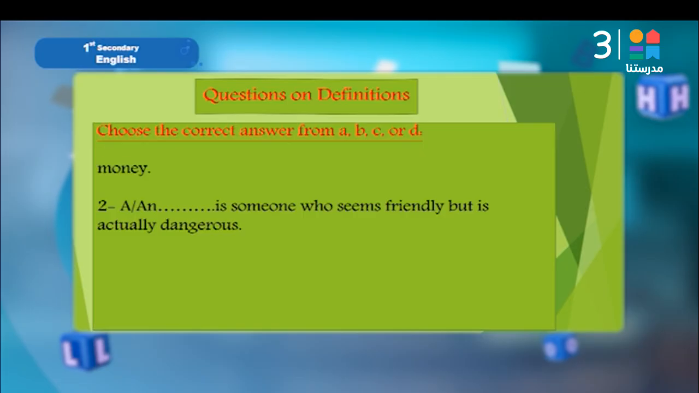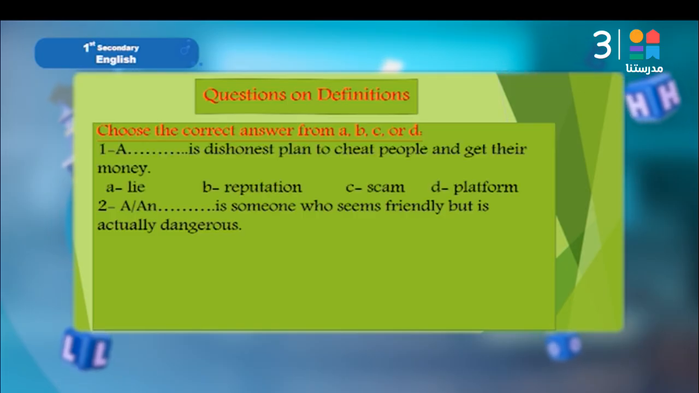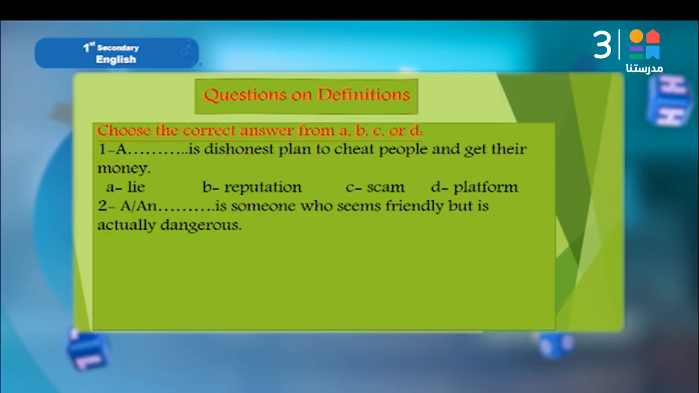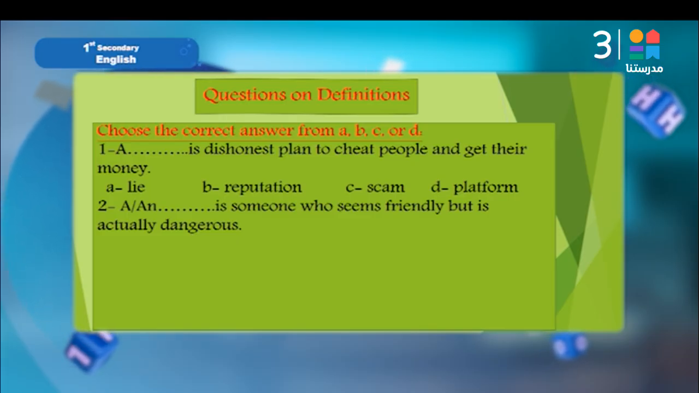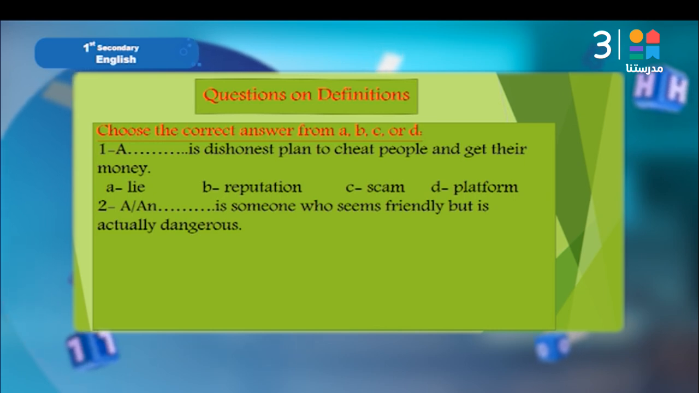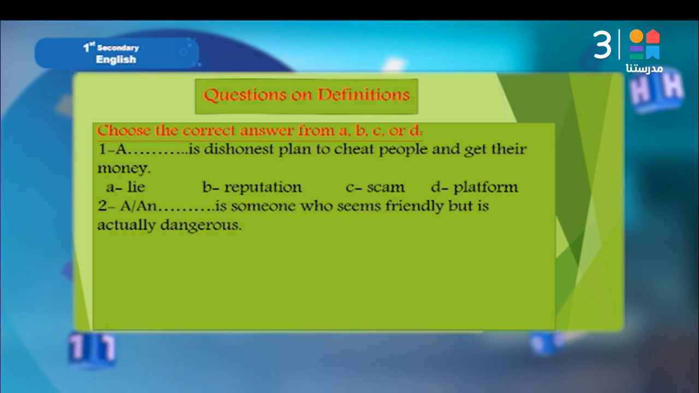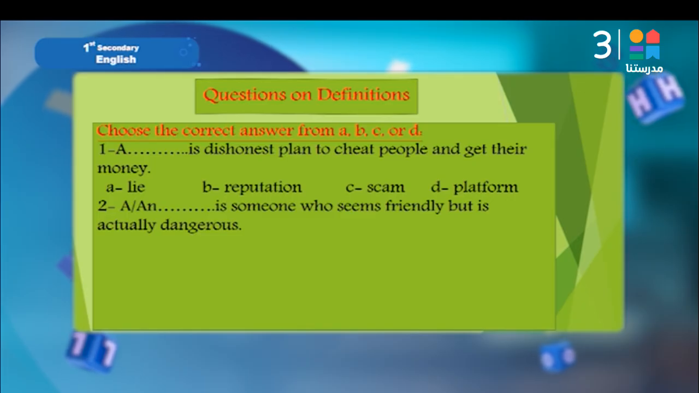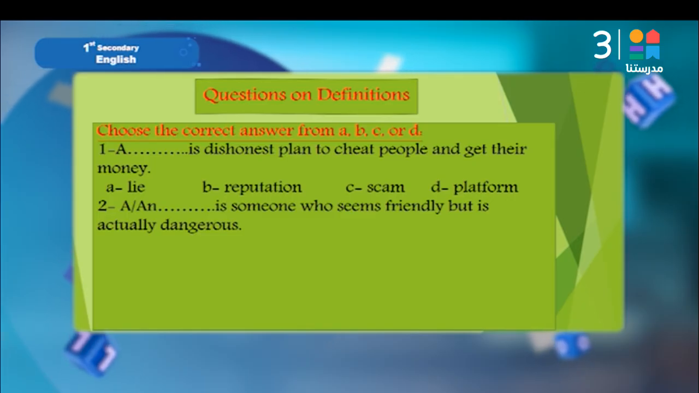Okay, now let's see how these kinds of questions come in the exam. Choose the correct answer from A, B, C, or D. Let's see. Number 1. A space is a dishonest plan to cheat people and get their money. Could you remember what this definition meant? What was the word? Yes, well done. It's a scam. It's a dishonest plan.